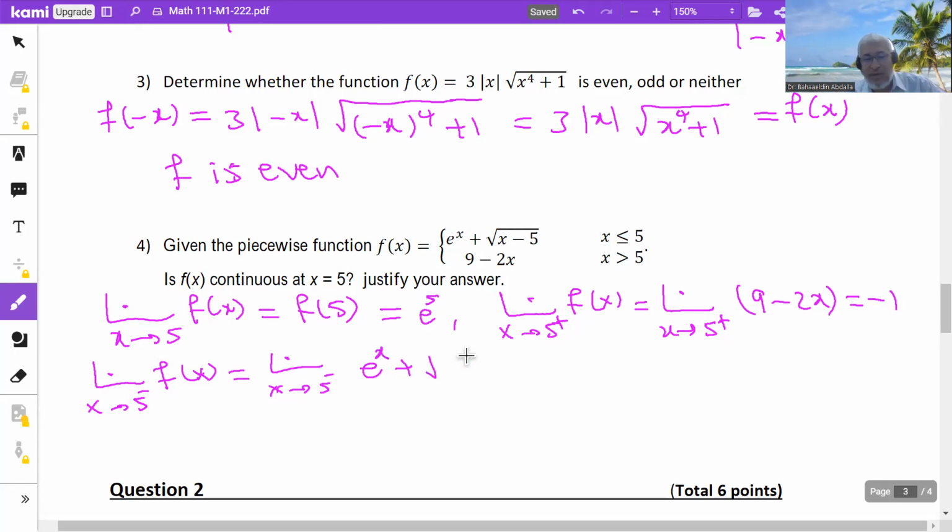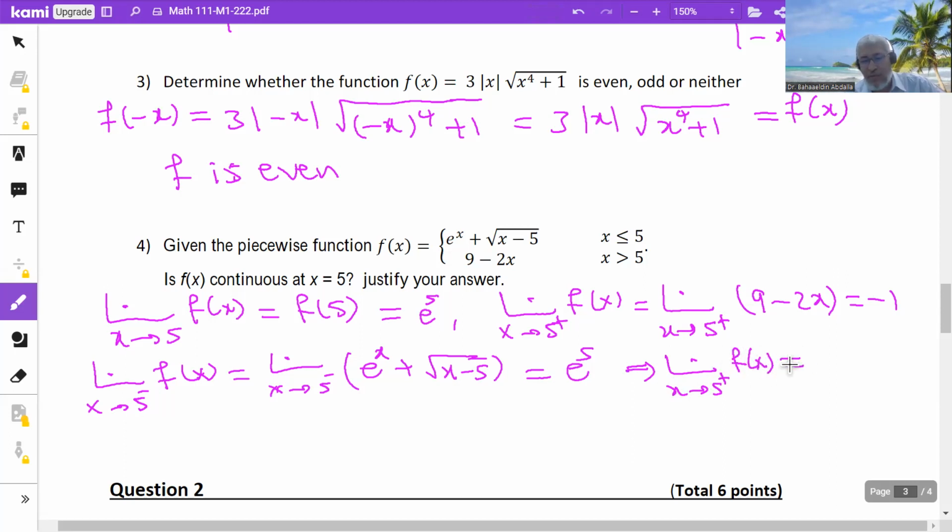The function has two definitions, definition to the right of 5 and definition to the left of 5. So to find the limit, I replace x by 5. I'll have e to the power 5 plus 0. Notice that the limit from the right is not equal to the limit from the left.